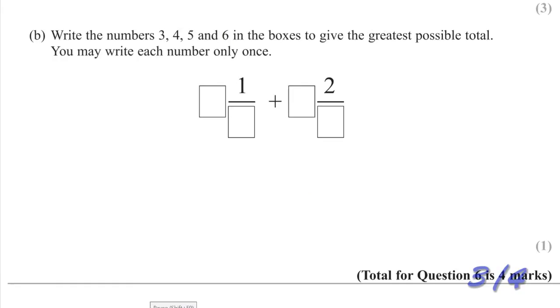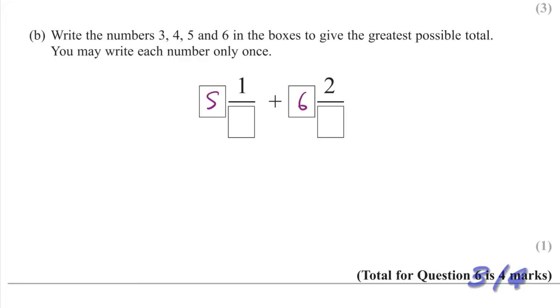And part B. Write the numbers 3, 4, 5 and 6 in the boxes to give the greatest possible total. We're going to write each number once. We've got boxes for the whole numbers and we've got boxes for the denominator of the fractions. So if we want the biggest total, it makes sense that we put the biggest whole numbers in first. Fractions are going to count for less. So the biggest numbers are 5 and 6, so we'd write in 5 and 6. Doesn't actually matter which way around those goes, it's still going to be 5 plus 6.